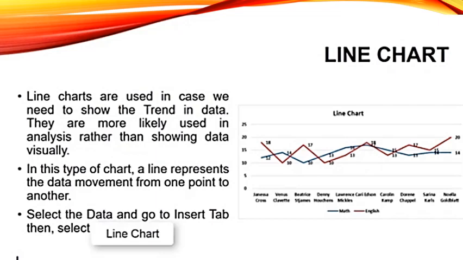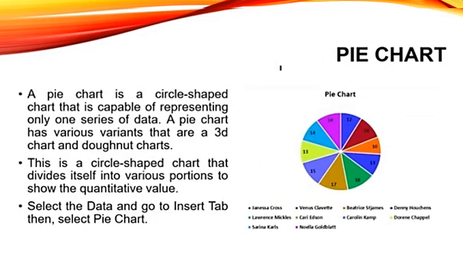With the help of this chart, we can easily pay attention, we can easily see the movement in each point. Next, pie chart. A pie chart is a circle shaped chart just like a normal pie.